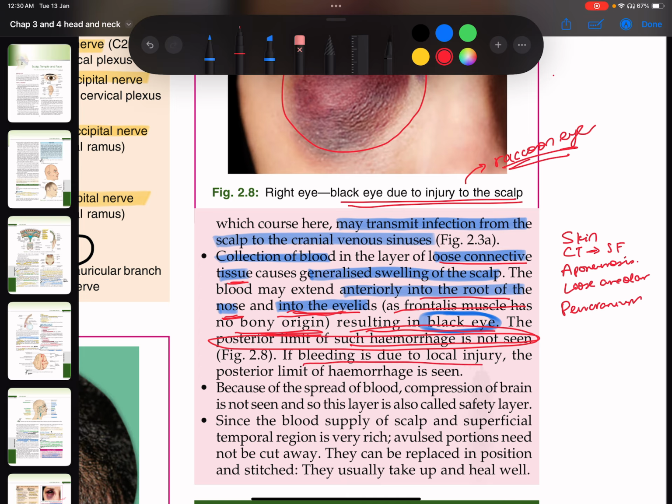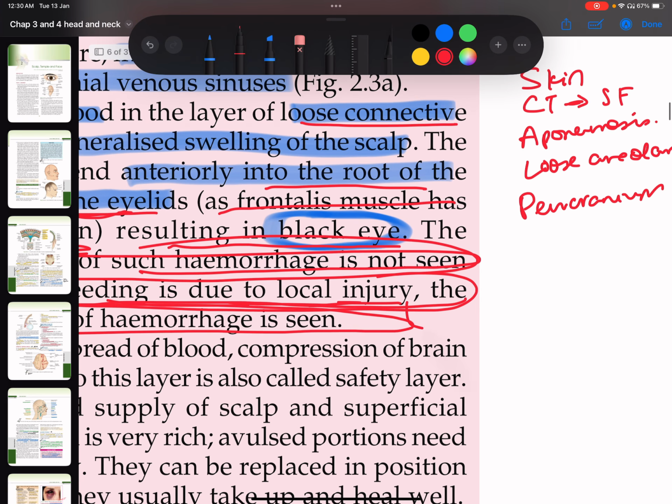If the bleeding is due to local injury, the posterior limit of the hemorrhage is seen. If the bleeding is due to local injury, this means that someone hit the eye directly. If someone hits the eye directly, that is known as periorbital hematoma. In this, there is direct injury to the local area of the eye.